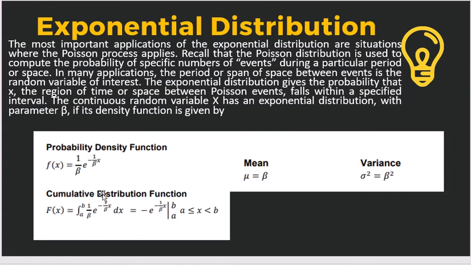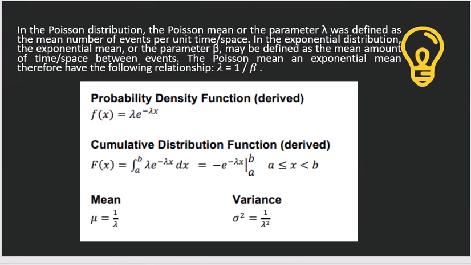Then indicate your probability density function, and it's equivalent to negative e raised to negative 1 over beta of x, where a is less than x, and x is less than b. So your mean will be beta, and your variance will be beta squared.